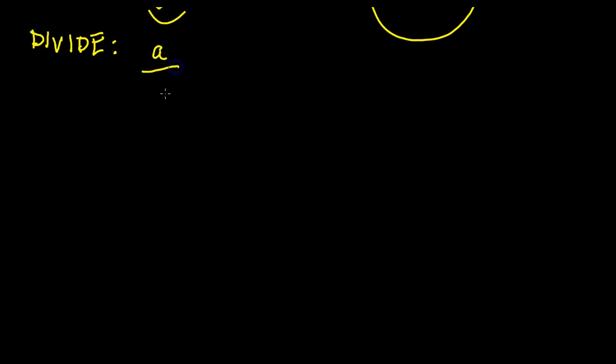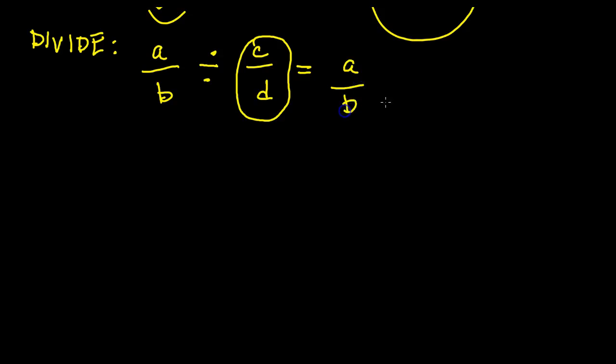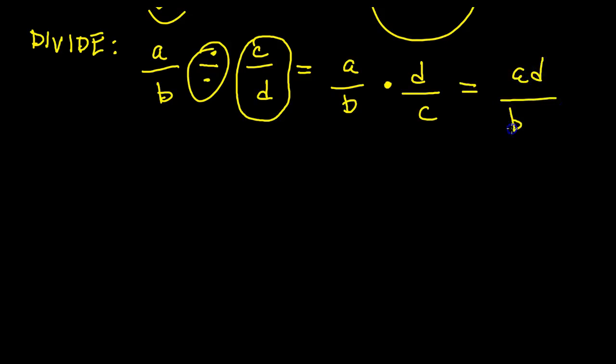Well, maybe you've heard the phrase keep, change, flip. In my day, we called it invert and multiply. If you're dividing fractions, if you invert the divisor fraction, you can turn it into a multiplication problem just like before. So I'll do that. I'll keep A over B, I'll change the division sign to a multiplication sign and flip or invert the divisor fraction and then simplify as needed. So keep, change, flip, invert, and multiply.